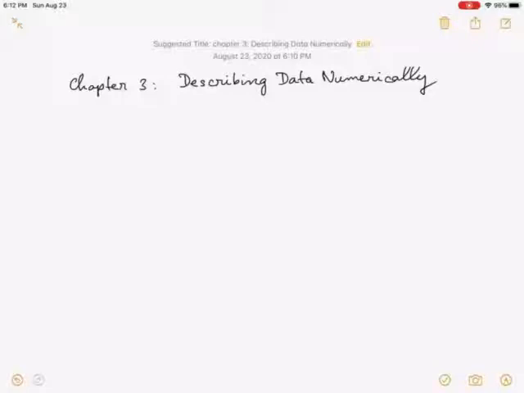So section 3.1, measures of center. The objectives of this section are that by the end of the section, you will be able to calculate the mean for a given data set.